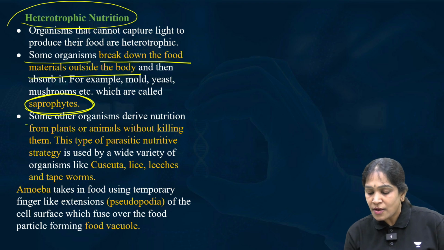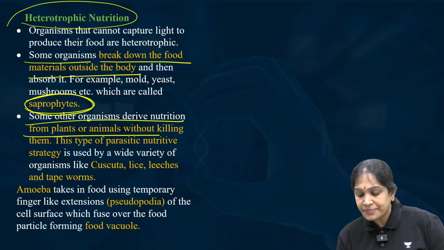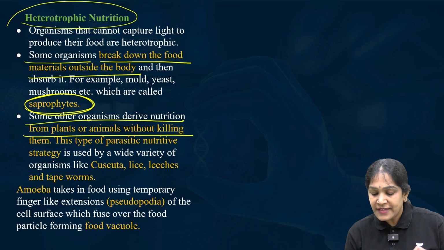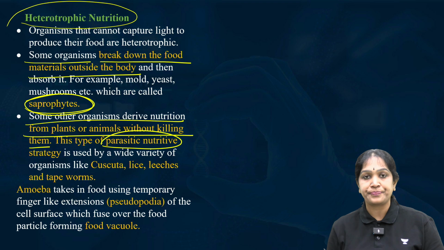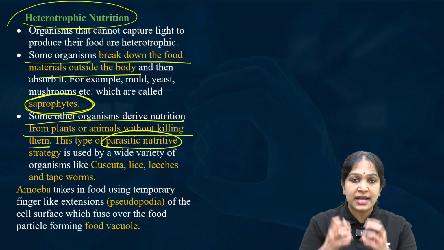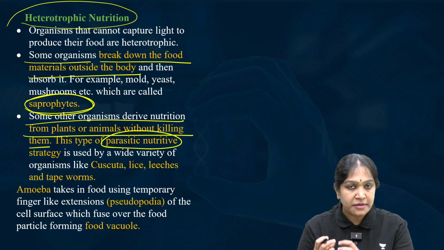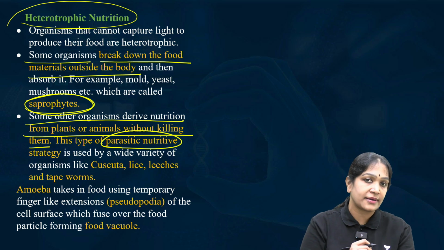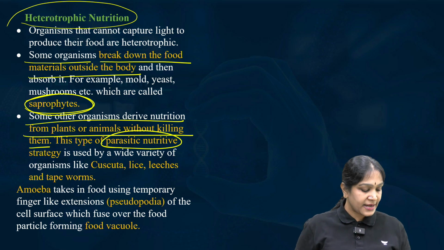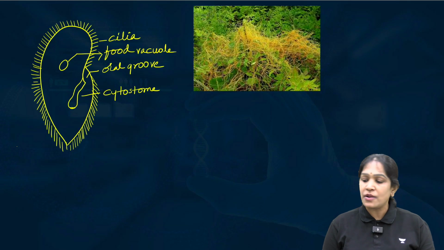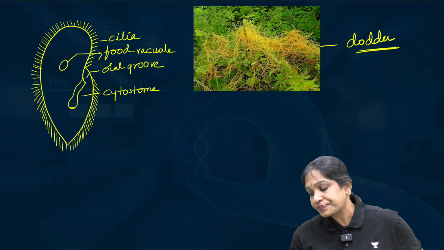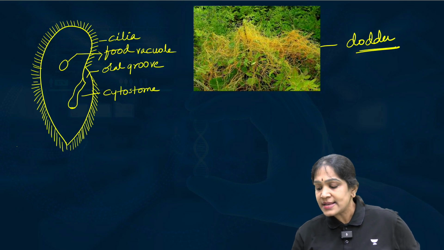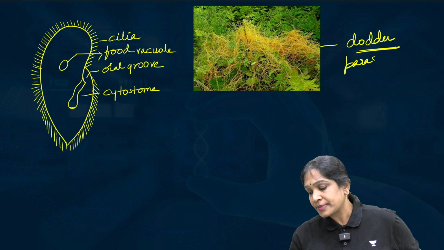Then the other organisms derive nutrition from the plants without killing them. What are they? They are parasitic. These organisms consume the food from the plant, but they do not kill the plant. What are they? Parasites. Let us take the example of this dodder plant. Dodder. This is a parasitic heterotroph.